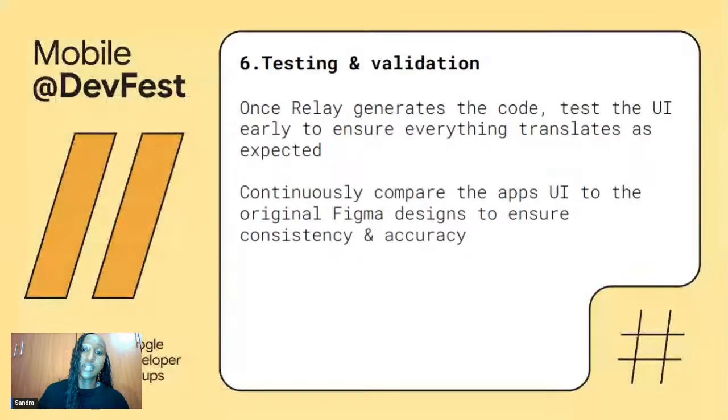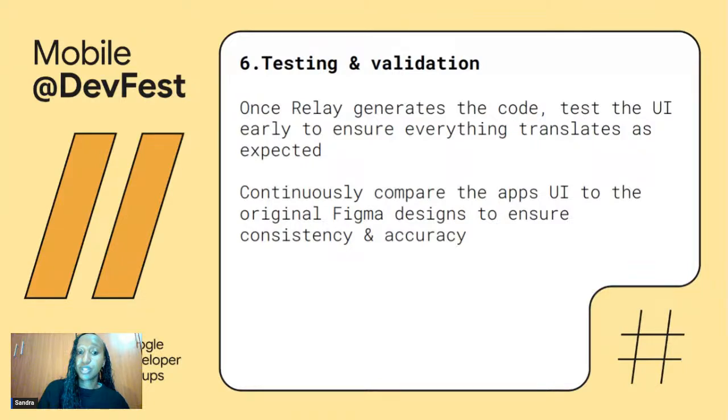Once Relay generates the code, just run the UI early to ensure everything translates as expected. The good thing with Compose is you have the preview, so you can actually see before you ship the product. With the preview function, you can see whether those are the designs that you expected, and also continuously compare the app's UI to the original Figma designs to ensure consistency and accuracy.